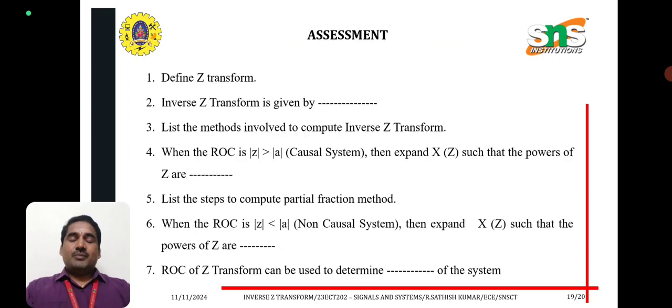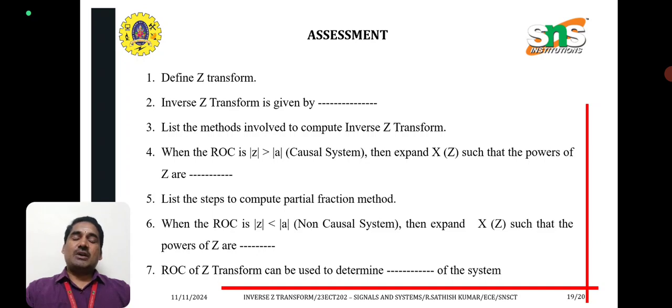Define Z transform. Z transform can be defined as x of Z is equal to summation n is equal to minus infinity to plus infinity x of n into Z power minus n. Inverse Z transform can be obtained by using the partial fraction method and the power series expansion method. When the ROC is modulus of Z greater than a, a causal system, then expand x of Z such that the powers of Z are negative.